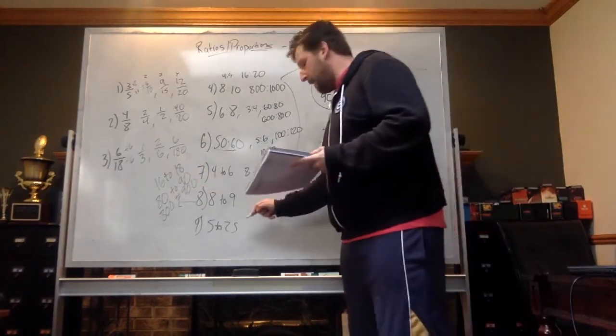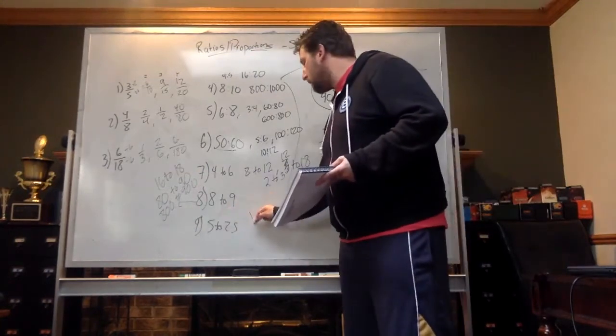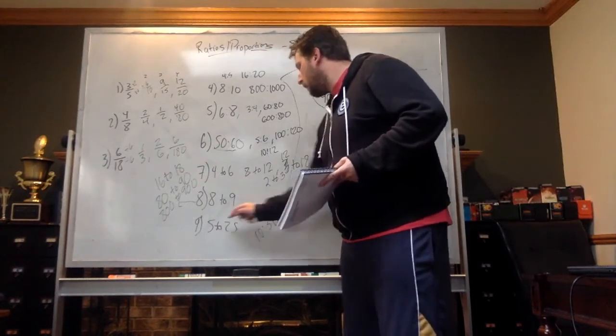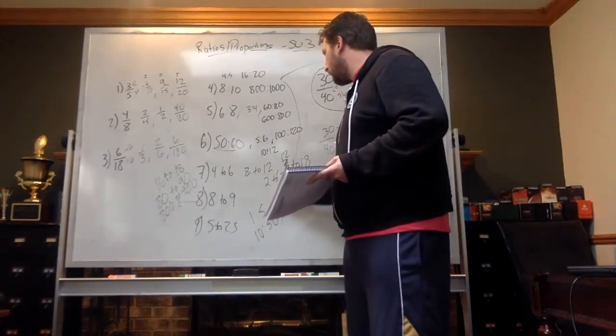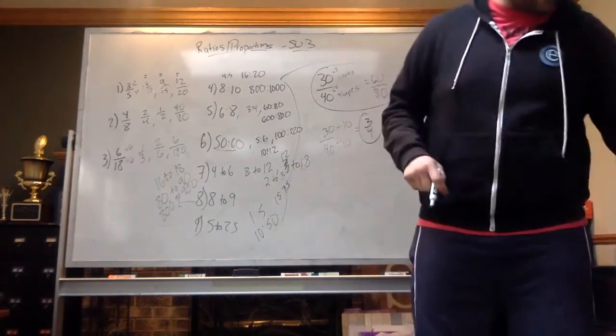And number 9, 5 to 25. 5 goes into 25, so I can divide both by 5. So 1 to 5. Can multiply both by 2, 10 to 50. Multiply both by 3, 15 to 75. So that's going to be a lot of writing within this.